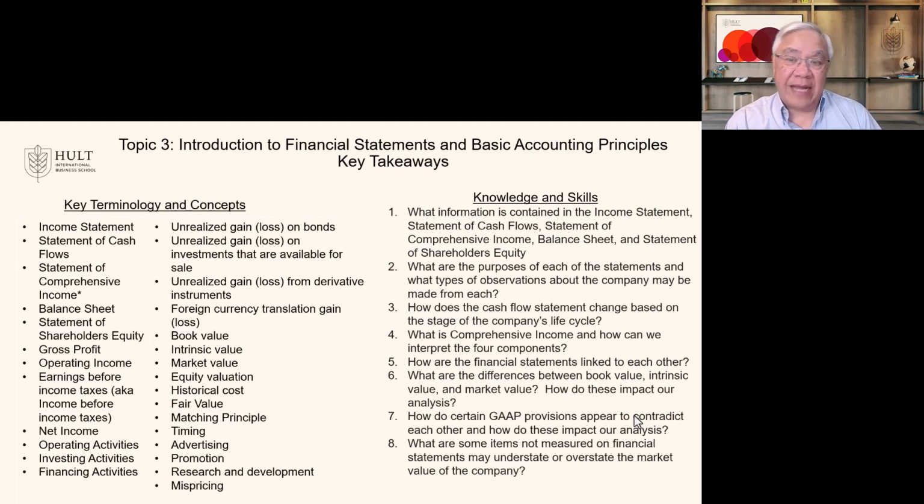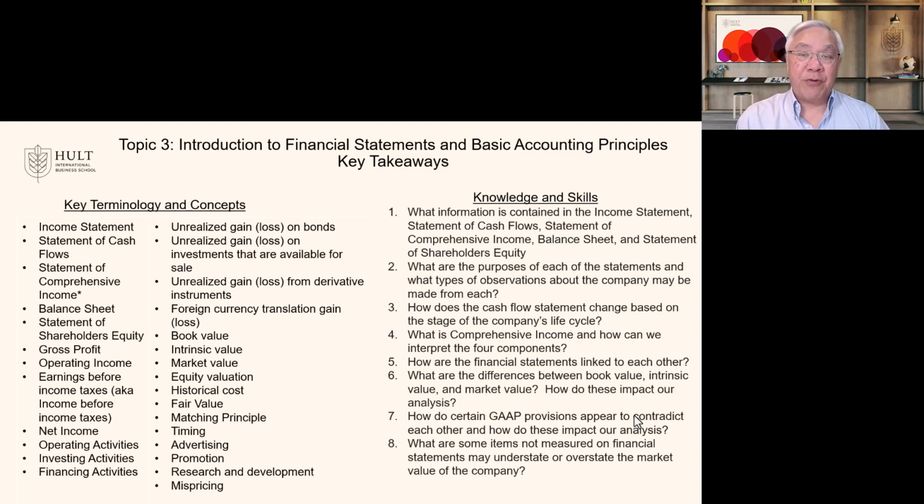Questions you should be able to answer are: what information is contained in income statement, cash flows, comprehensive income, balance sheet, and statement of shareholders' equity? And what are the purposes of each of those statements, and what types of observations about the company may be made from each? Third, how does the cash flow statement change based on the company's life cycle?